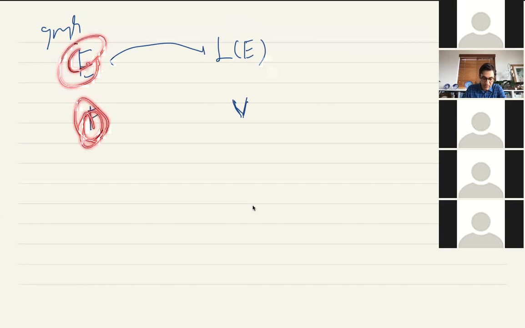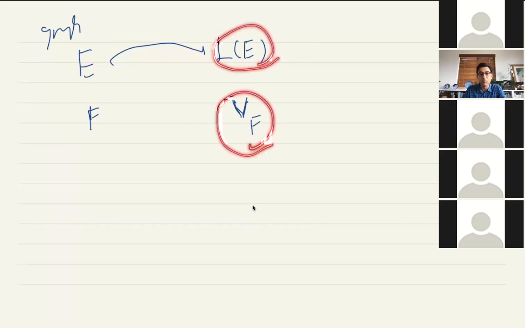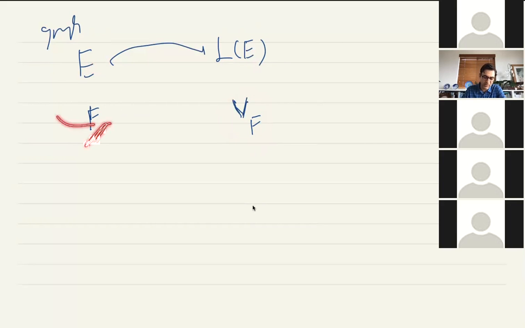So you have E, you construct F, and out of F, you construct some object here, that this object happens to be an LE module. So if your algebra comes from an E, it kind of makes sense that if you give me a module, that should come from some F, which has some relation with E.